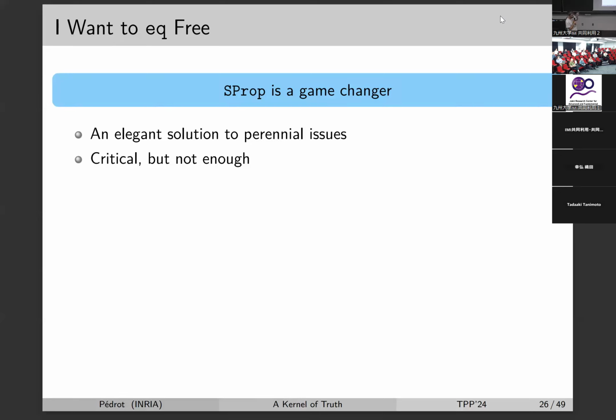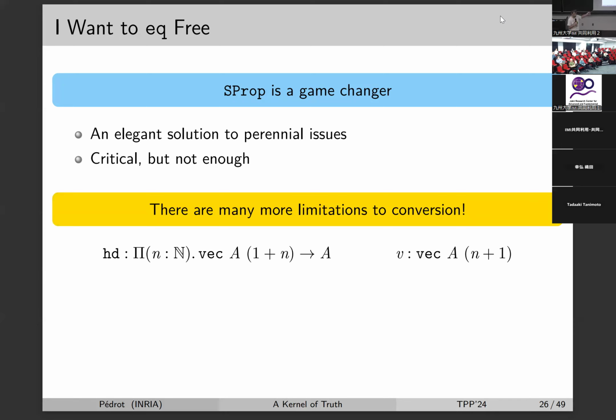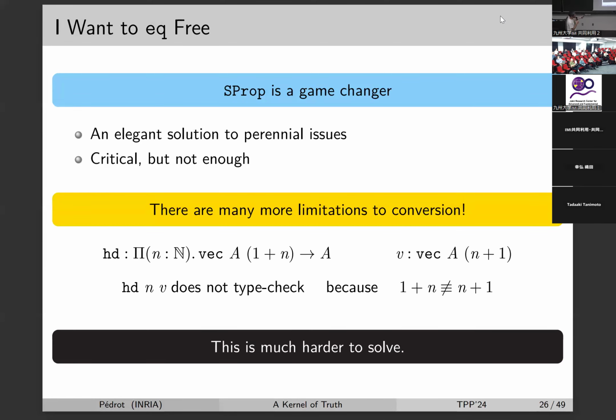And it solves a lot of problems that are well known in the type theoretical community, but it's not enough because there are many more limitations that are well known. So here is the next one in the series of hazing. I've got a function head that takes a vector of size 1 plus n, right? I want to apply it to a vector of size n plus 1. Easy peasy. You apply it, and then you get this kind of horrible error because 1 plus n is not convertible to n plus 1. Well, that's life. And this is much harder to solve than just adding strict propositions.